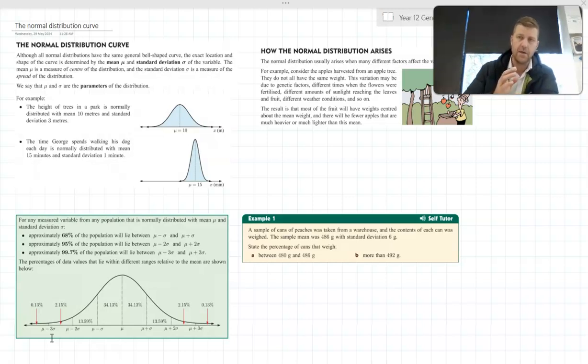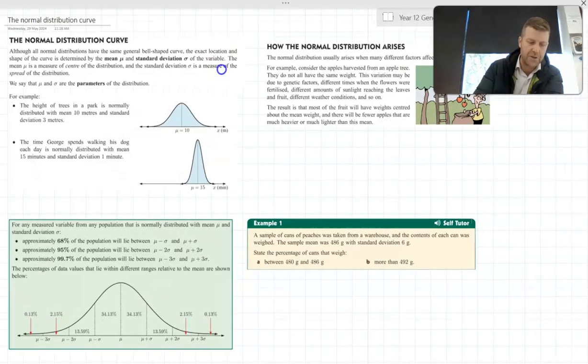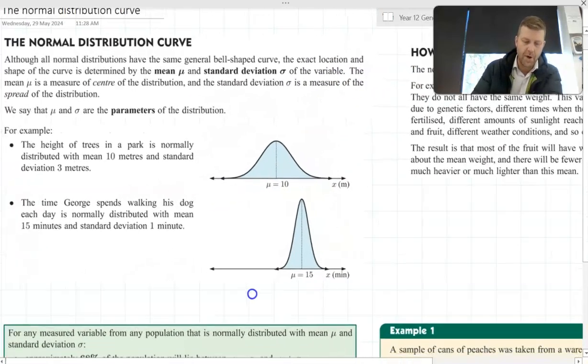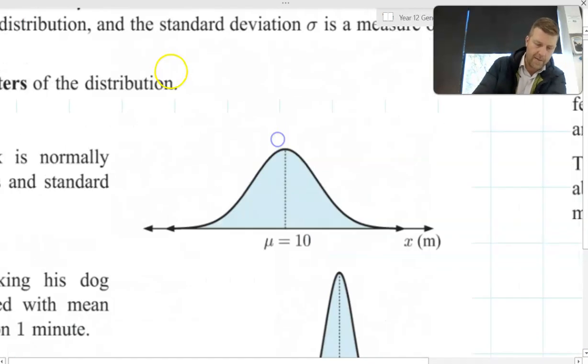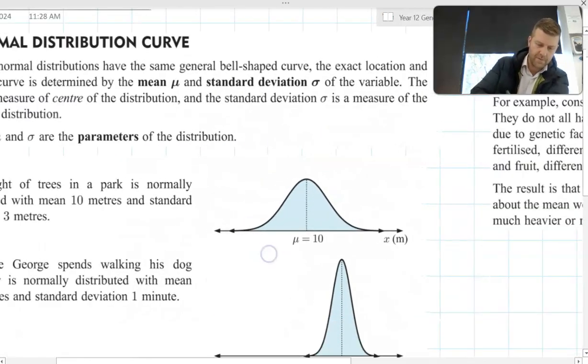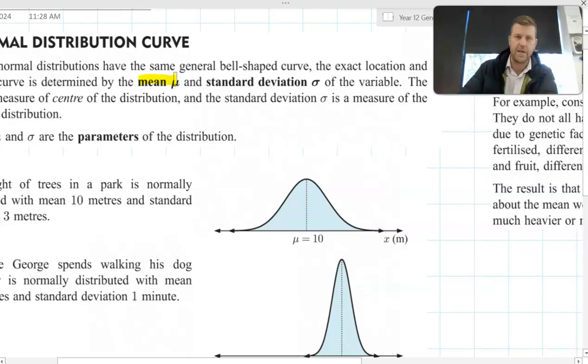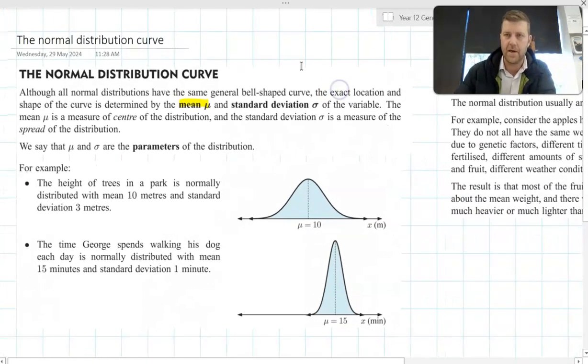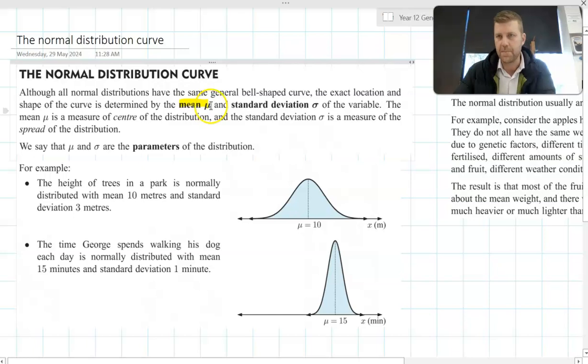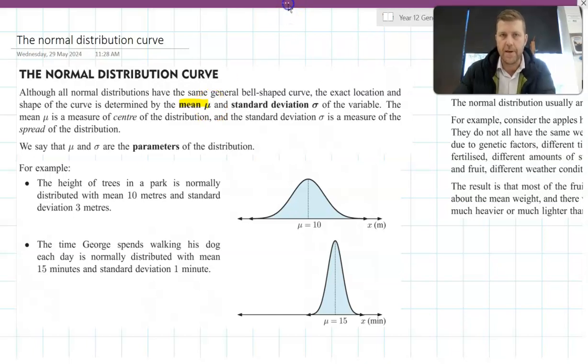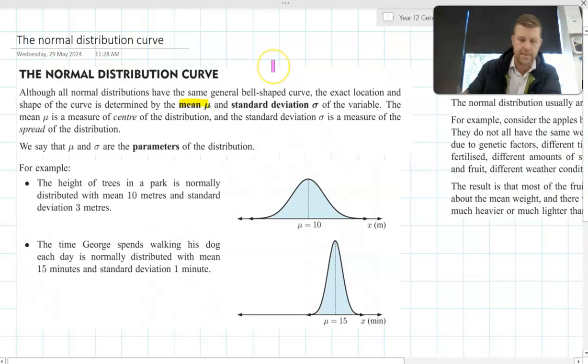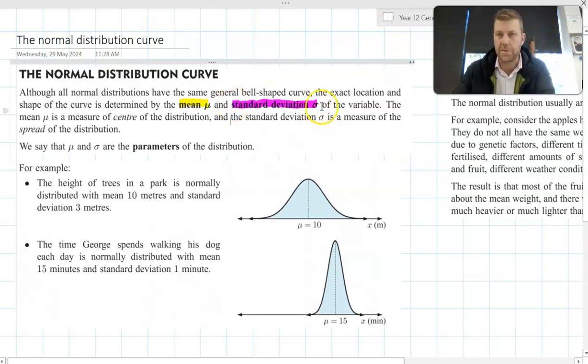Now, although the bell curve or the normal distribution curve looks very similar for most sets of data, the exact location and shape of it is determined by the mean. I'm going to highlight that there, which is represented by that Greek letter mu. Forgive my pronunciation there. And also the standard deviation, represented by that Greek lowercase letter sigma.